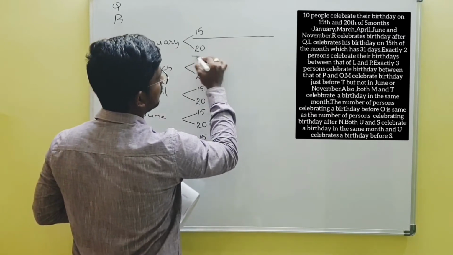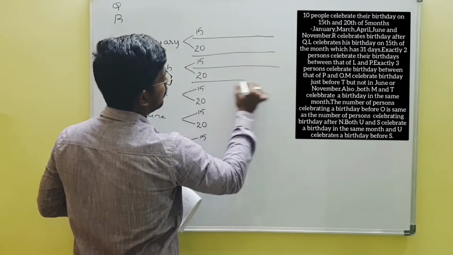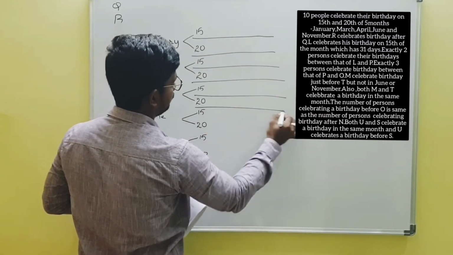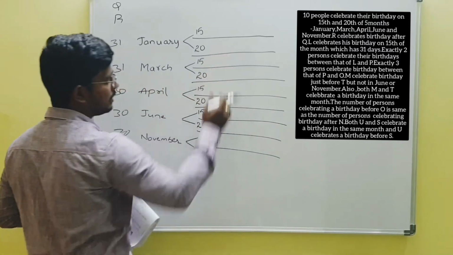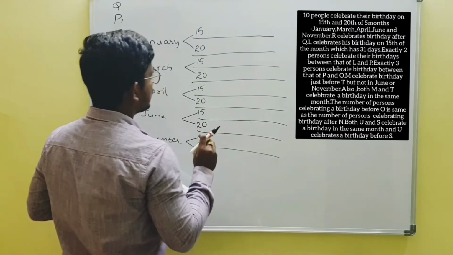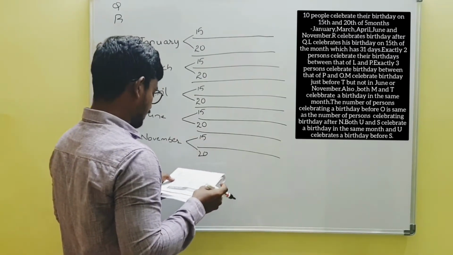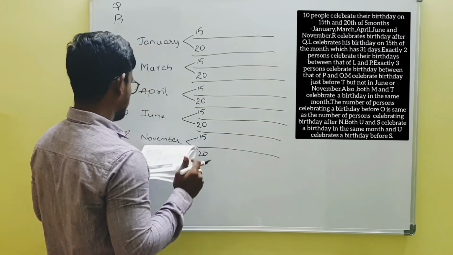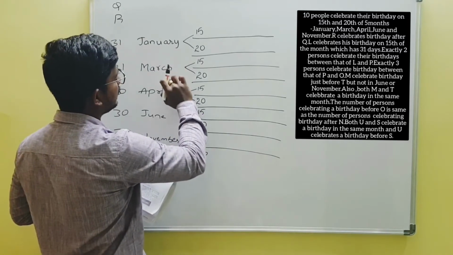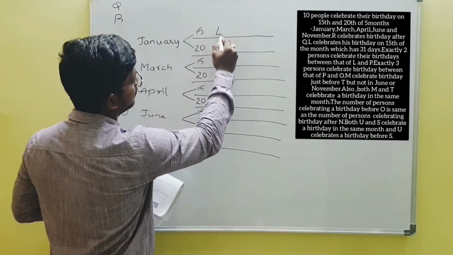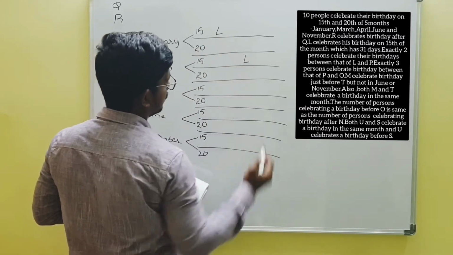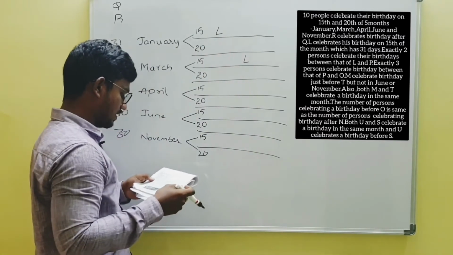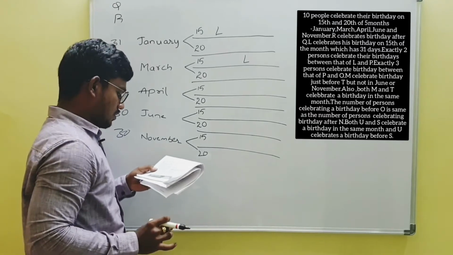So I am underlining it to make it clear. Even in the exam, if you draw in this way, it will be very clear for you to answer the questions. L celebrates his birthday on the 15th of the month which has 31 days. So January and March. So L has to celebrate his birthday on 15th January or 15th March. There is no other possibility for L to celebrate his birthday.